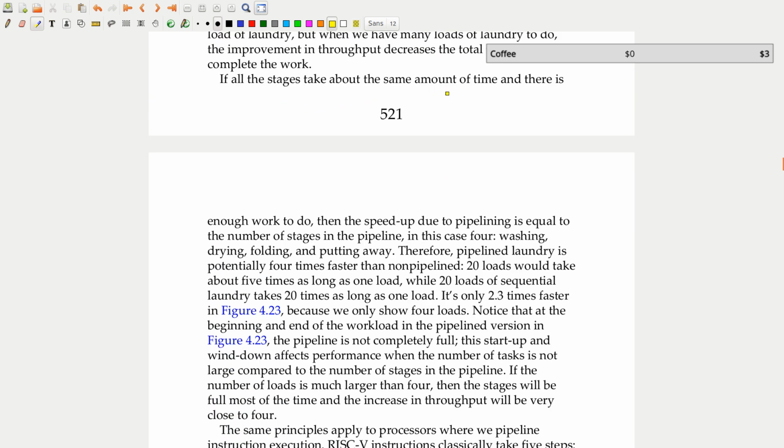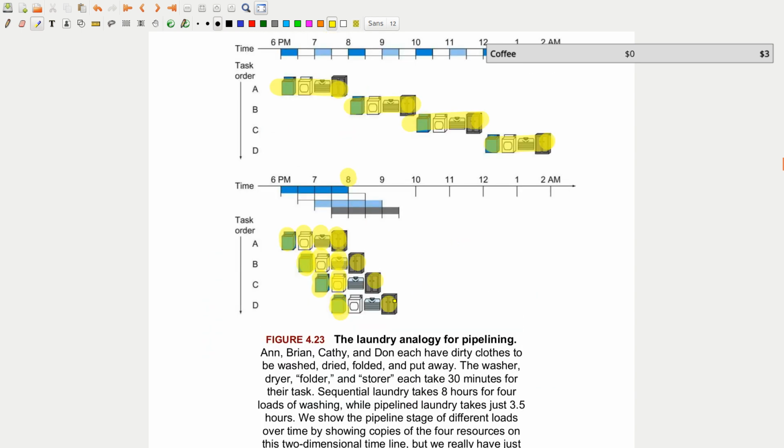If all the stages take about the same time and there is enough work to do, and this is important, this goes back to if there's enough parallelism, then the speed up due to pipelining is equal to the number of stages of the pipeline. In this case, 4. So here we get a 4x speed up. So we did this in 4 hours versus here we did it in 16 hours.